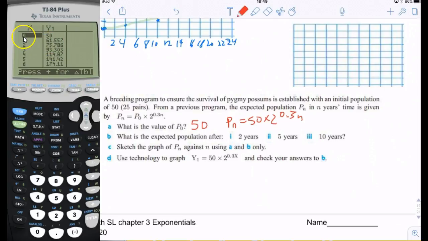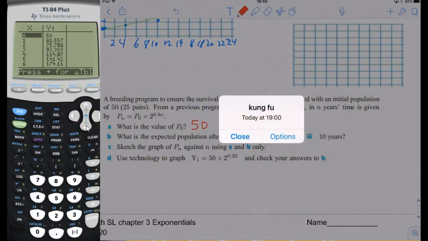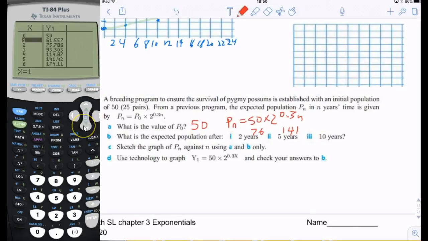At x equals 0, or n equals 0, 0 years, the number of possums is 50. After 2 years, that would be n equals 2, it's at 75.786. We could round that to 76. After 5 years, it's at 141.42. We could round that to 141. I'm rounding because the number of expected possums should be a whole number, right? And after 10 years, it'll be 400.